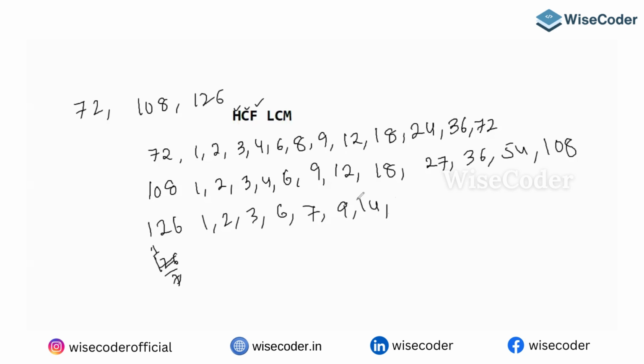10 is not a factor. 11 is not a factor. 12 is not a factor. Next would be 18, because these are multiples of 9. Okay, next is what? 21, 42, 63.